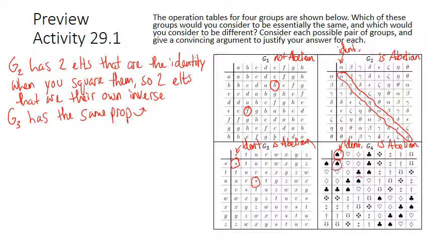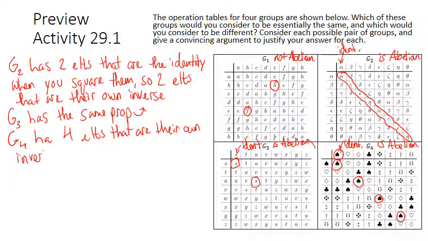So G4, the identity is the spade symbol. So we got one there, one there, one there, and one there. Okay, so G4 is different. G4 has 4 elements that are their own inverse. So G4 then is going to be definitely different from G2 and G3. So G4 is not the same as G2, and G4 is not the same as, that's the 6, G3.